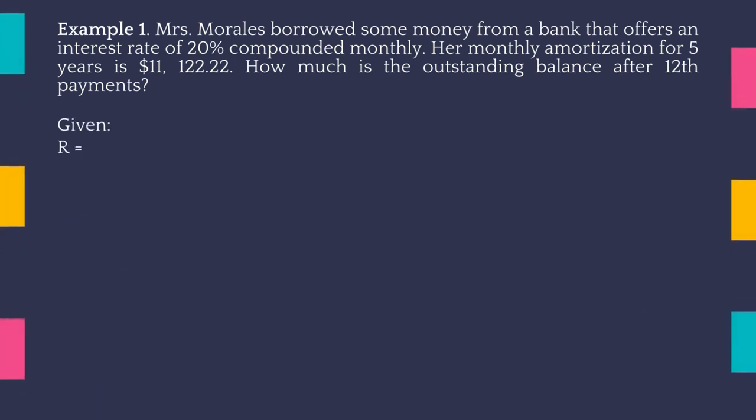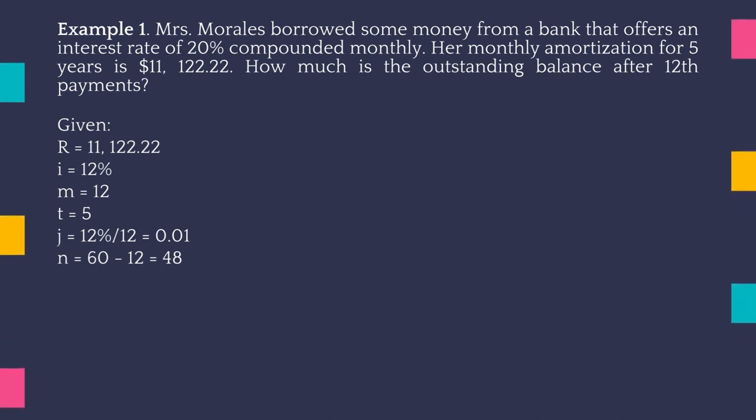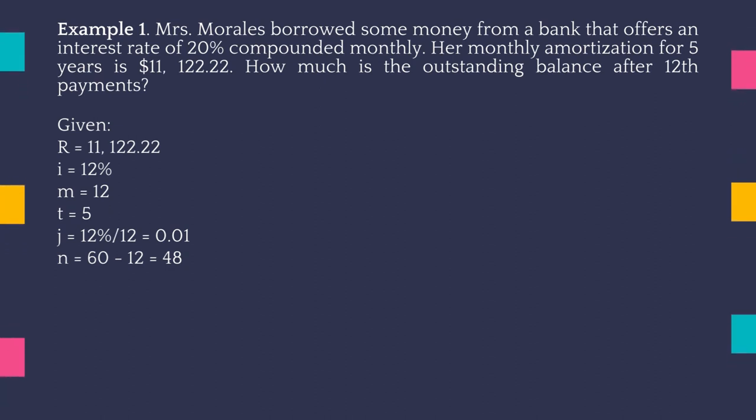So first I'm going to list the givens in this problem. R, or her monthly amortization for 5 years, is 11,122.22. The interest rate is 12%. M is equal to 12 because it is compounded monthly. Time is 5 years. J is equal to r over m, or 12% over 12, which is 0.01. Then N is equal to M multiplied by T, that's 60, minus the 12th payment, and that is equal to 48.